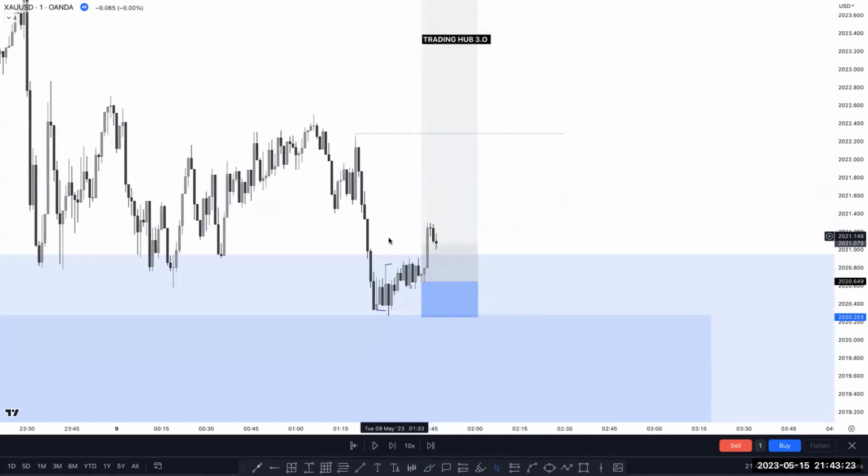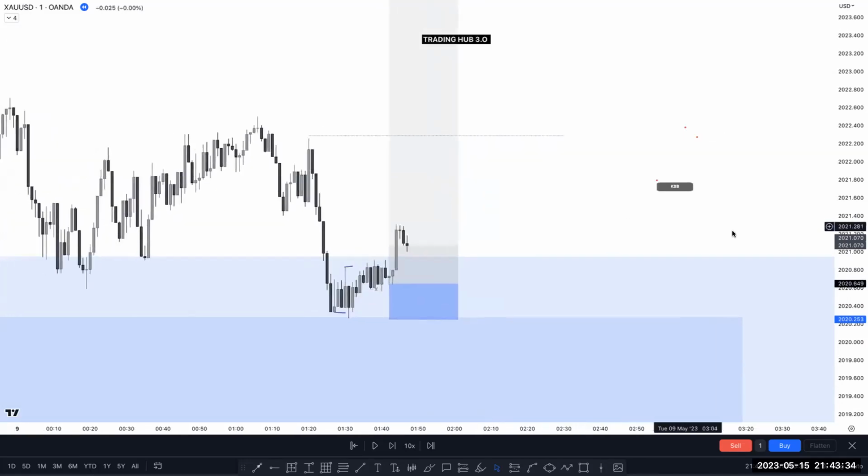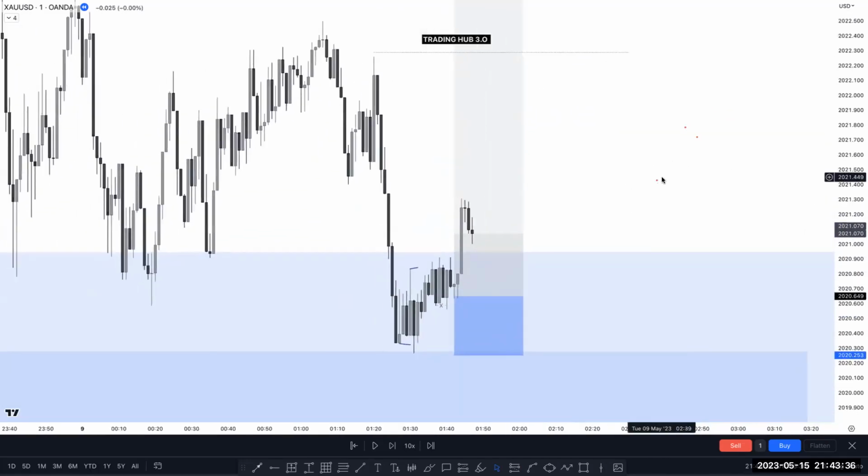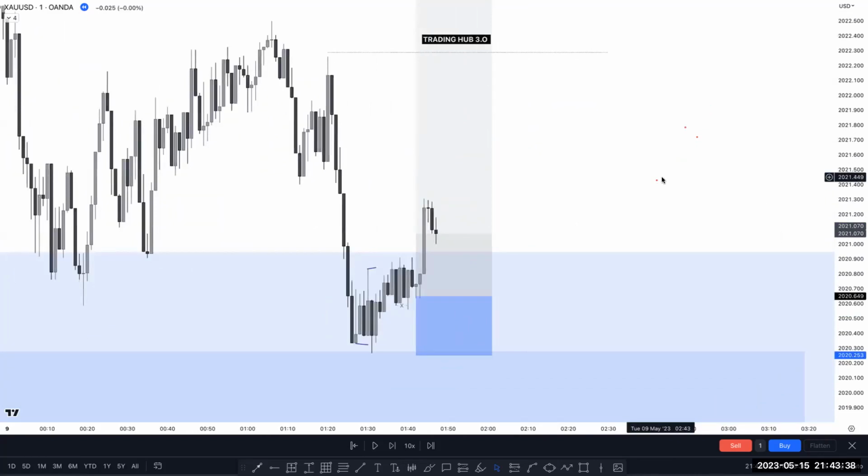Yes, sir. This candle grabbed the liquidity and continued going higher high to mitigate your unmitigated shadow here. Where is the next possible entry here right now?